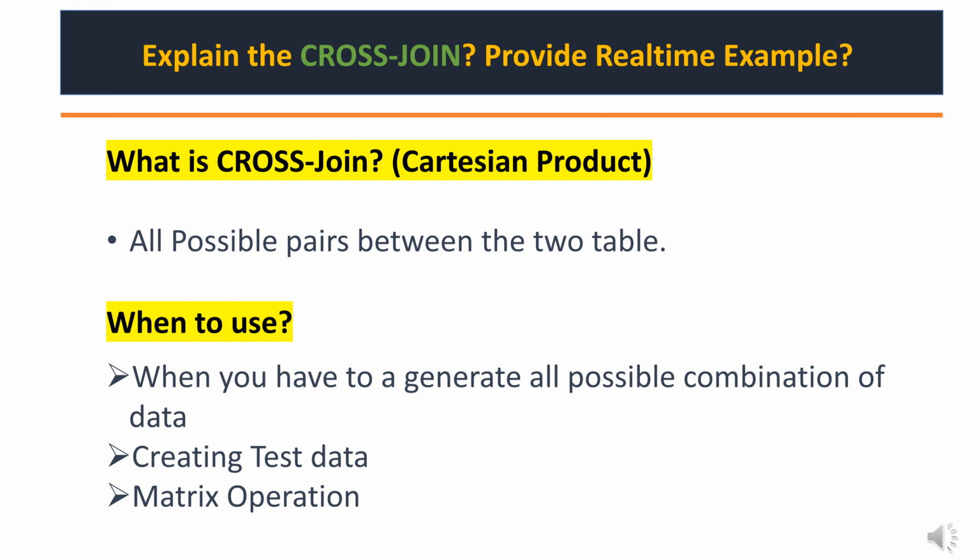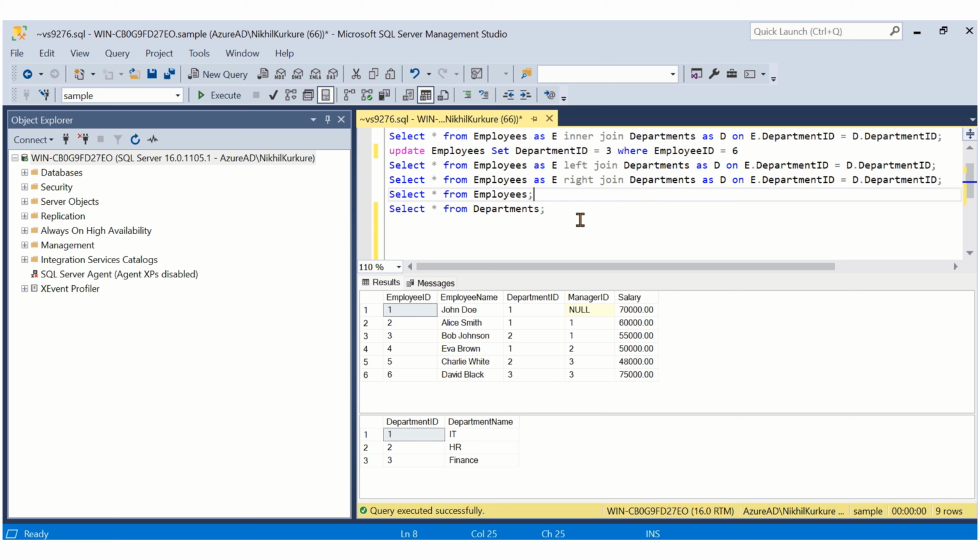And in some cases, especially in mathematics, a cross join might be used to perform a matrix operation for calculation purposes. Here I will use the employee table and the department table. In the employee table I have 6 records and in the department table I have 3 records. So when I write a cross join query, how many records will I get? Here 6 into 3, 18 records, because cross join is all possible pairs between both the tables.